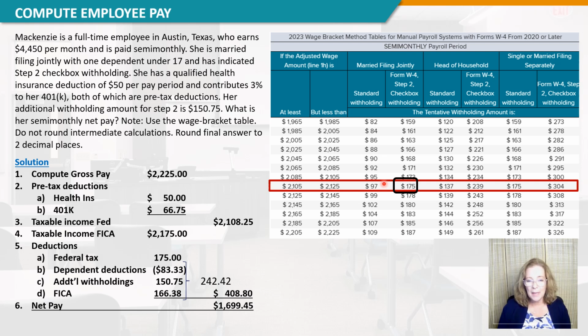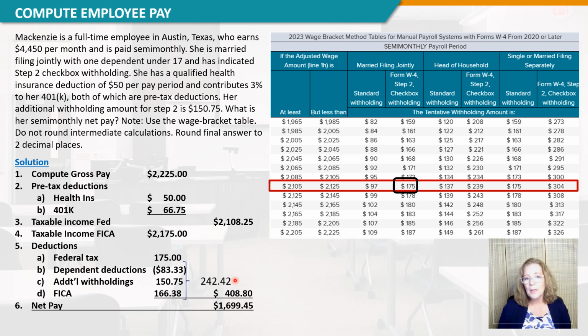Mackenzie also has one dependent under 17, for which she's entitled to a reduction on her income of $2,000. We need to divide the $2,000 by 24 to get the amount per paycheck, which is $83.33, for a tax amount of $91.67, plus the additional withholding of $150.75, for a total of $242.42 for the federal tax withholdings.